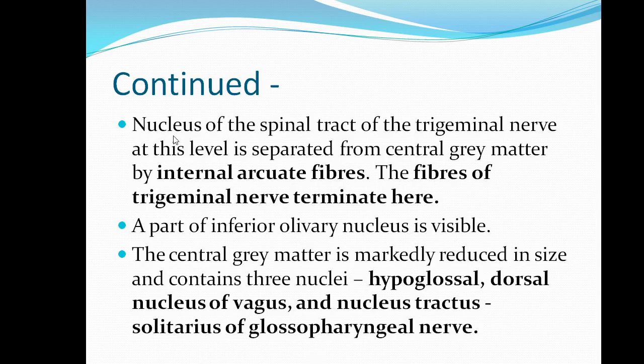The nucleus of the spinal tract of the trigeminal nerve at this level is separated from the central gray matter by internal arcuate fibers. The fibers of the trigeminal nerve terminate here. A part of the inferior olivary nucleus is visible. The central gray matter is markedly reduced in size and contains three nuclei: the hypoglossal, the dorsal nucleus of the vagus, and the nucleus tractus solitarius of the glossopharyngeal nerve.